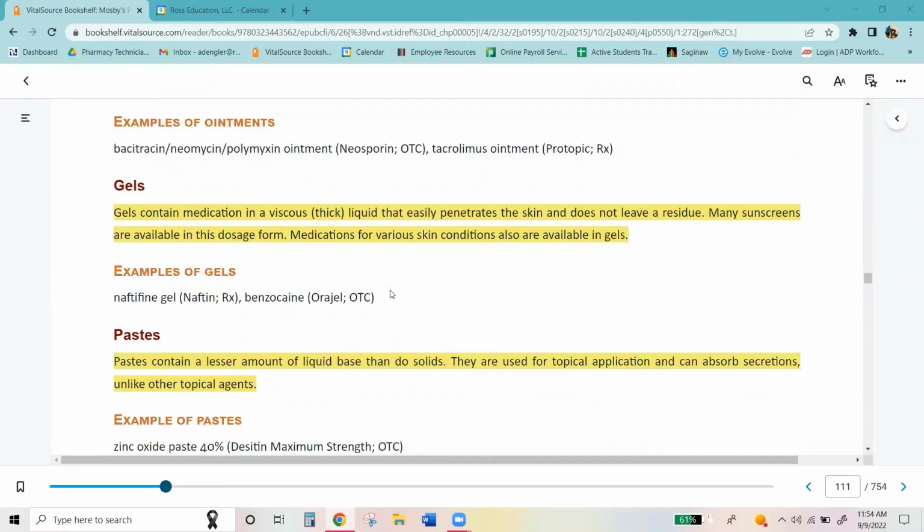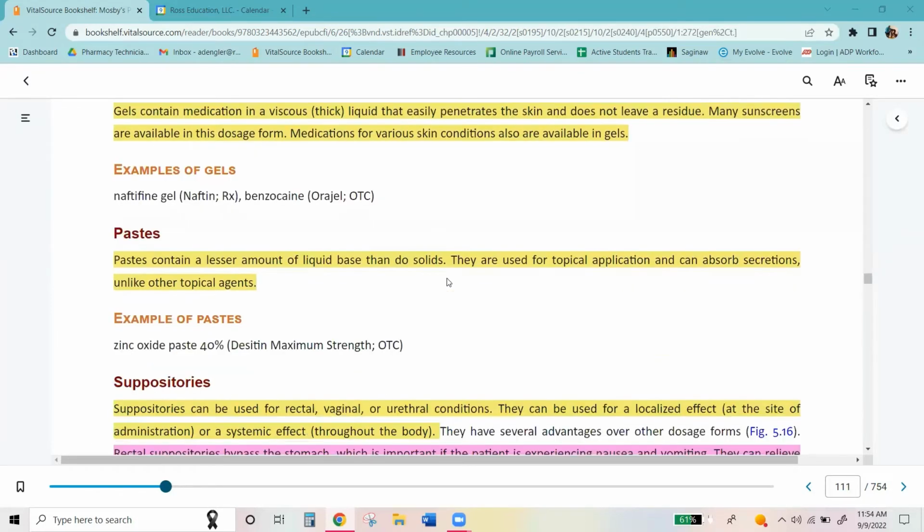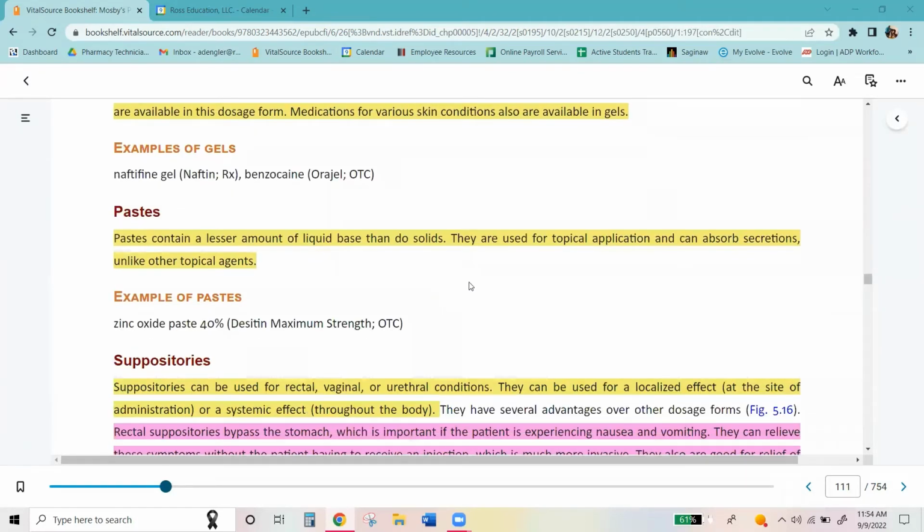Gels contain medications in a viscous, thick liquid that easily penetrates the skin and does not leave a residue. Many sunscreens are available in this dosage form, and medications for various skin conditions are also available as gels in the pharmacy. Pastes contain a lesser amount of liquid base than do solids. They are usually used for topical application. They can absorb secretions, unlike other topical agents.